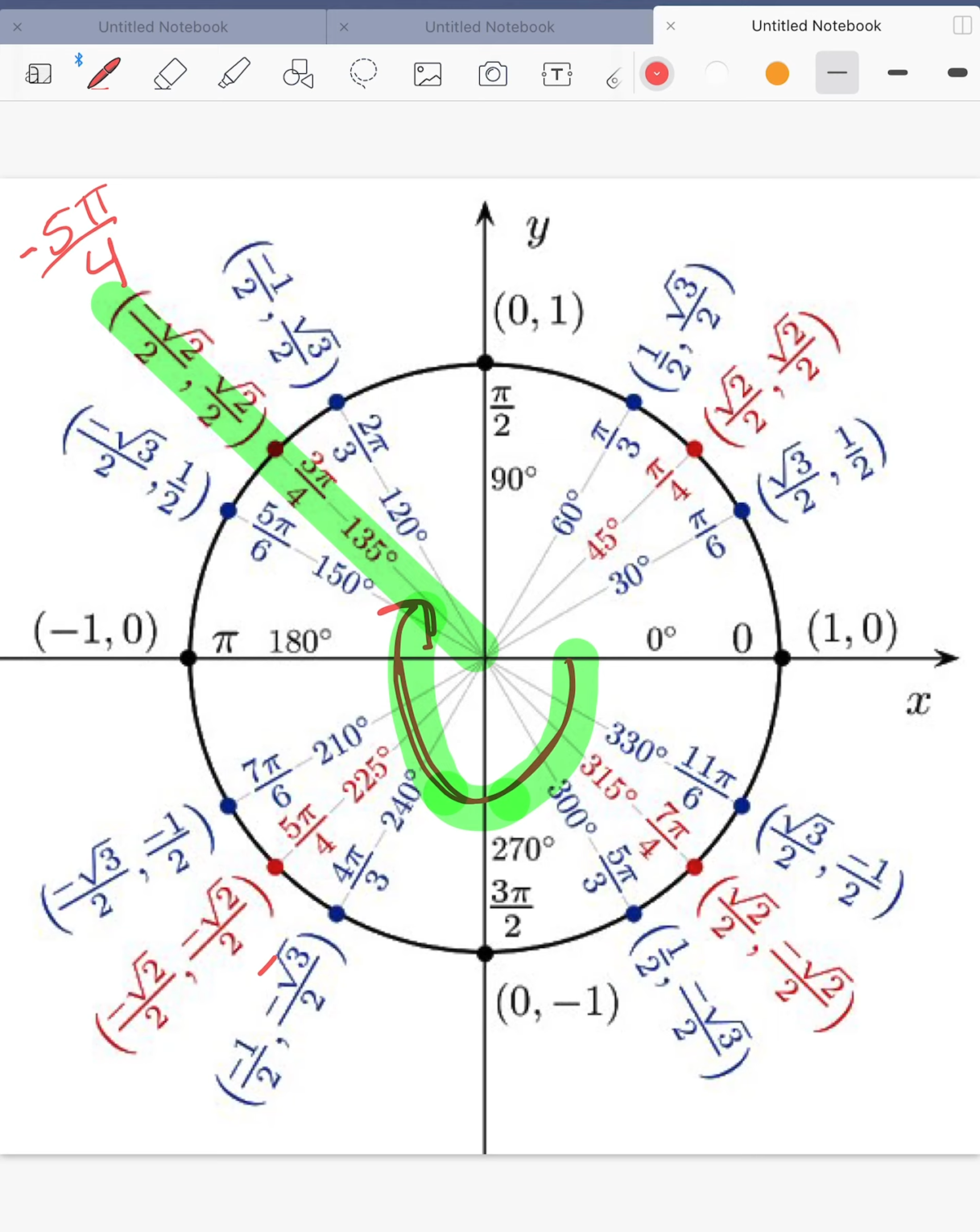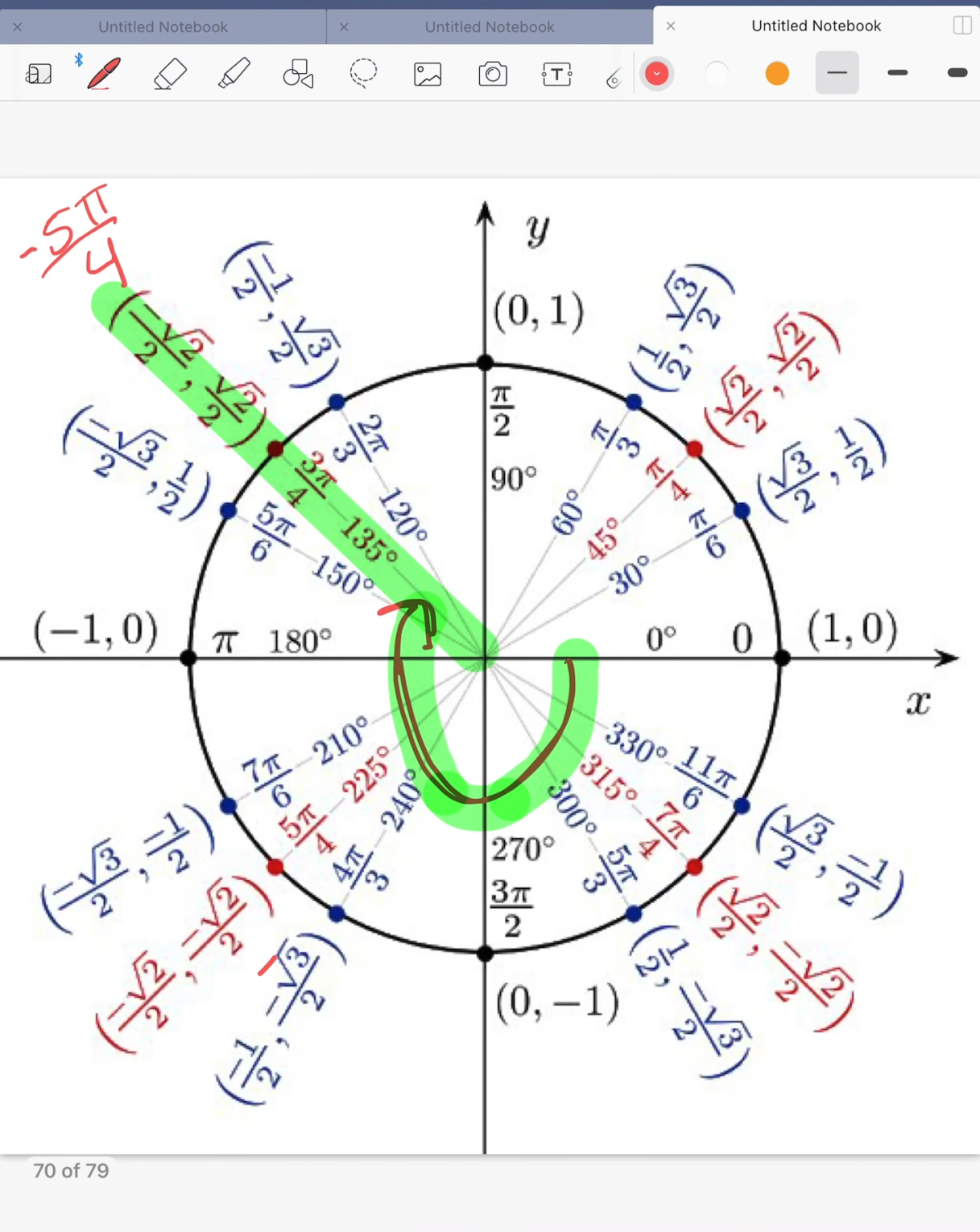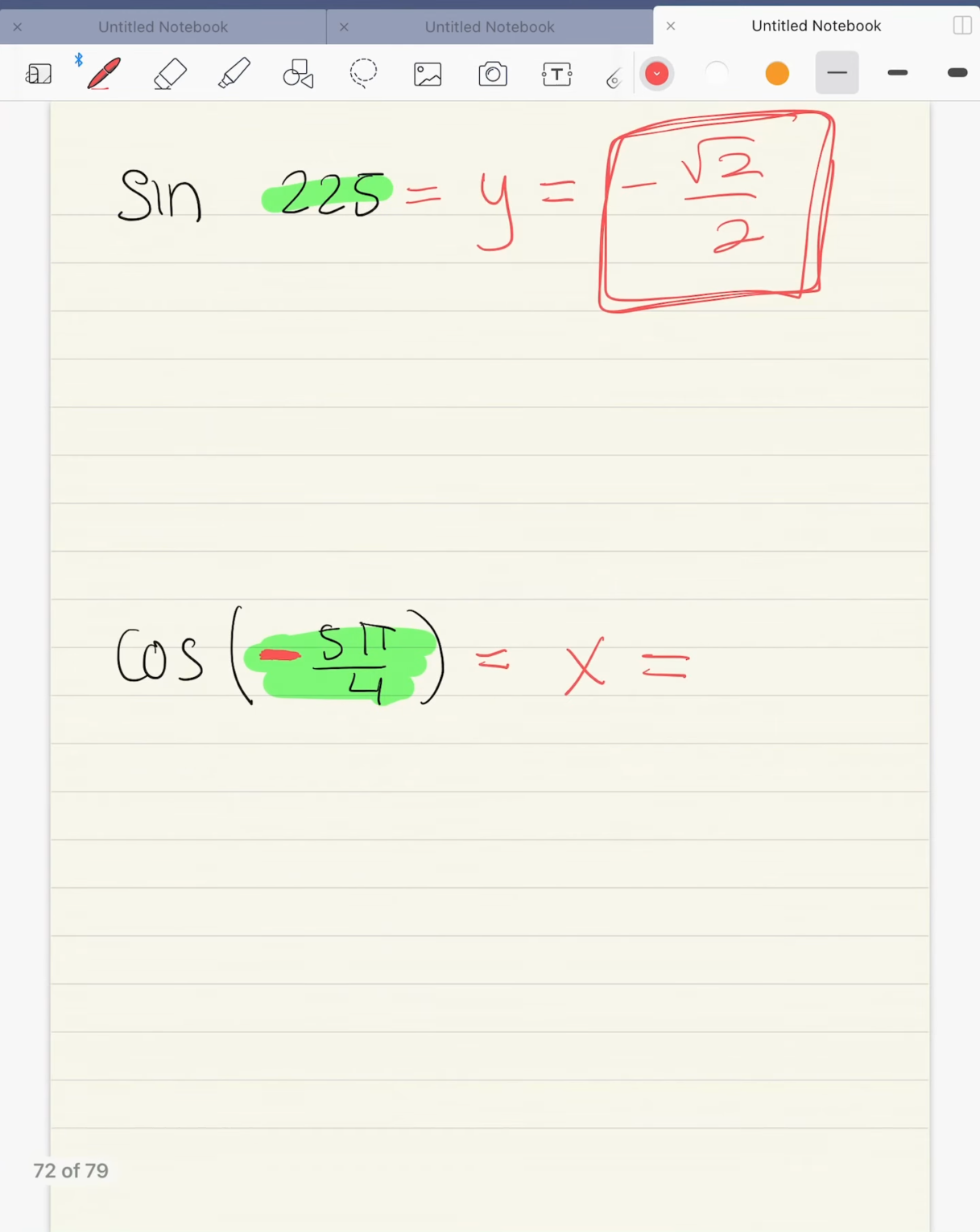It wasn't on the unit circle, but I could still check where the angle lies, and it lies where the 135 lies. Now, it was asking us for the cosine, so it is asking us for the x. So negative square root of 2 over 2 is the answer.